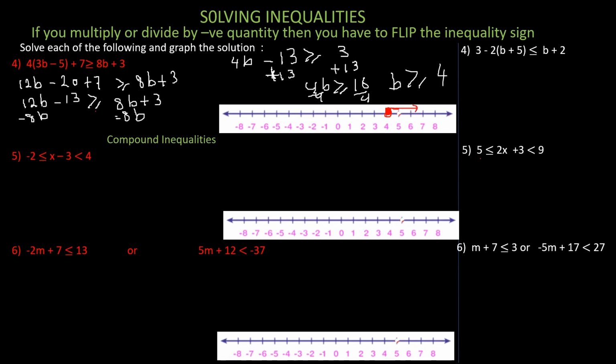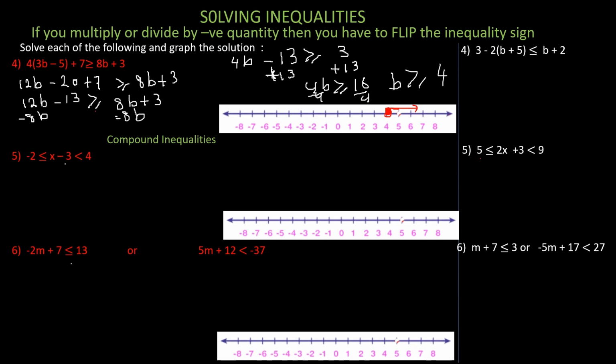In example number 5 and 6, we have something called compound inequalities. A compound inequality is a double inequality. We have two inequality signs, like here, either and or. Let's solve the first one. We have three sides, 1, 2, 3. So we start from the middle.